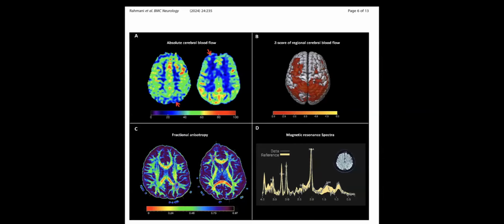And so again, in this paper, we looked at abnormal blood flow, both visually as well as with Z-score maps. We looked at fractional anisotropy. We looked at magnetic resonance spectroscopy. We didn't do brain age in this paper, although it's something we could certainly do in the future. But the point is that we were able to see that these abnormalities were quite common across all these techniques. Most common was actually ASL, followed by magnetic resonance spectroscopy and the neuroreader volumes.